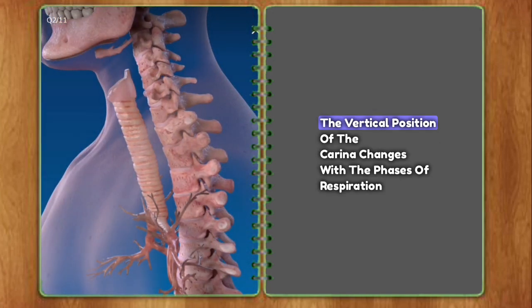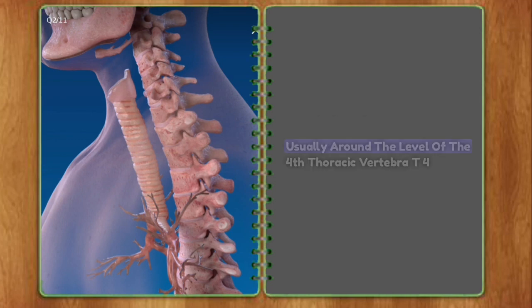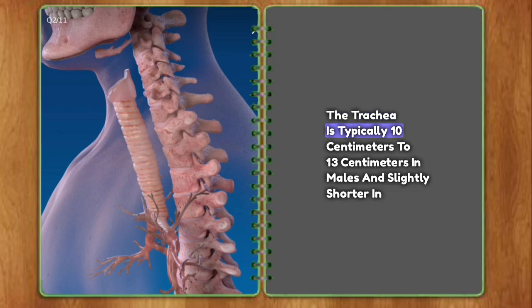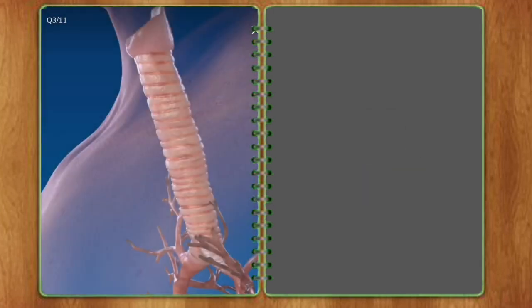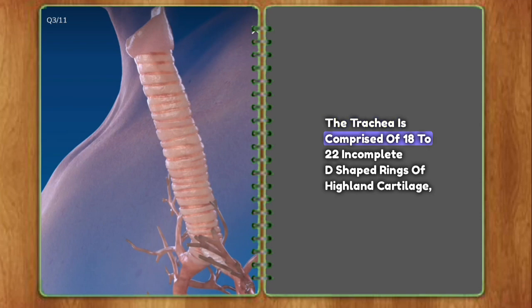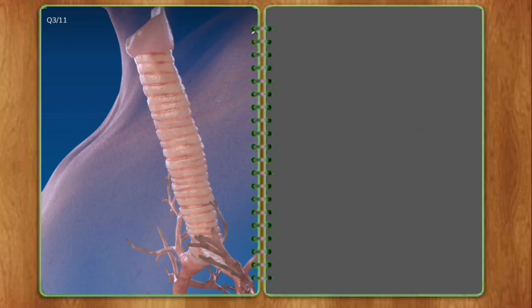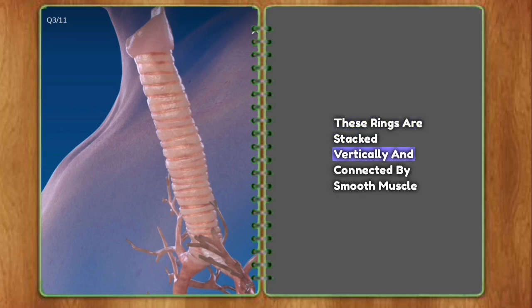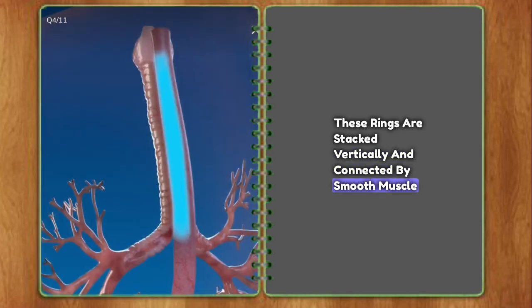The vertical position of the carina changes with the phases of respiration, usually around the level of the fourth thoracic vertebra, T4. The trachea is typically 10 cm to 13 cm in males, and slightly shorter in females. The trachea is comprised of 18 to 22 incomplete D-shaped rings of hyaline cartilage, each 4 mm in height. These rings are stacked vertically and connected by smooth muscle.